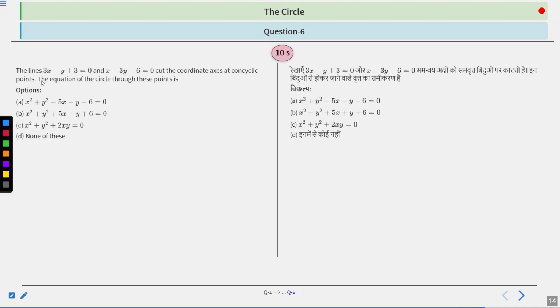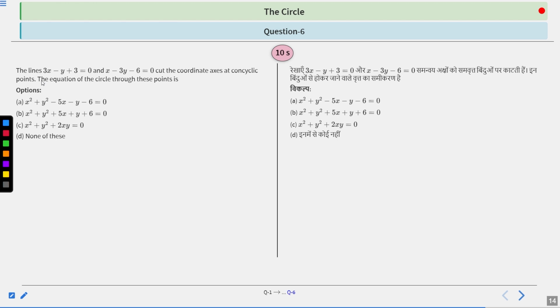Question number 6. The lines 3x minus y plus 3 equal to 0 and x minus 3y minus 6 equal to 0 cut the coordinate axes at concyclic points. Then the equation of the circle through these points is... Since these lines cut the coordinate axes at concyclic points, we will first try to find the points on the coordinate axes at which these lines are intersecting.